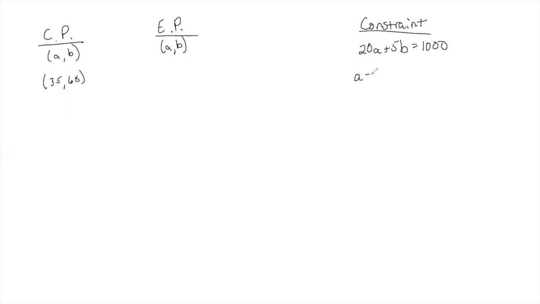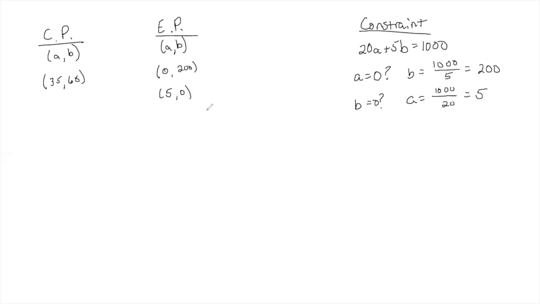Okay, so what happens when A equals 0? What if we buy 0 of these things? Because that's the least amount of bicycle pedals that we can buy. Well, when A equals 0, B has to equal what? Well, 1000 over 5, or 200. Okay, how about when B equals 0? Well, then A has to be 1000 over 20, which is 50. Okay, so we have the endpoints 0, comma, 200, and 50, comma, 0.